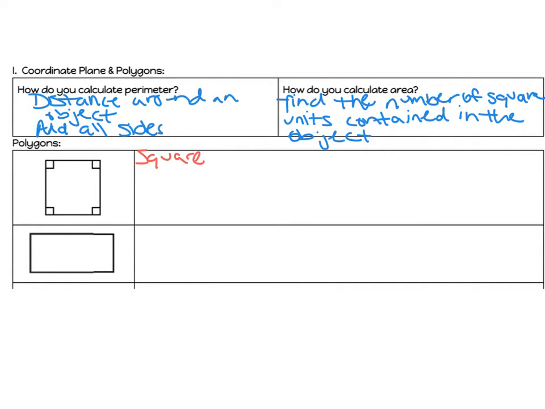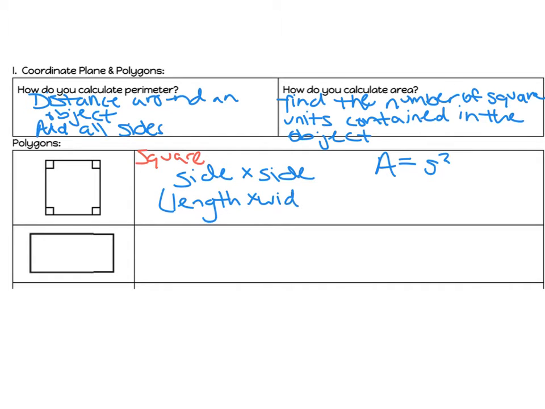A square has all sides that are equal, so we're going to calculate that by doing one side length by the other side length. And we can write that formula as area is equal to the side squared. Okay, the side length, S being the side length, times itself. So basically this is length times width, but because the length and the width are both the same side length, then we can call it S squared.